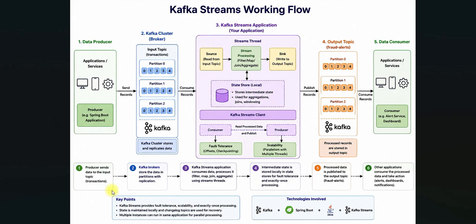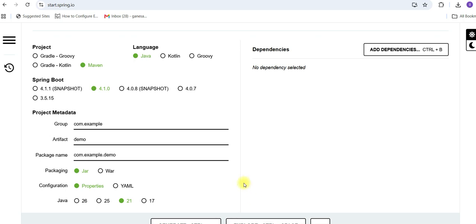Let's see our coding section. We open the spring.io website. We are using JSON, Maven. In this case, I am using version 3.5.1.5, and the artifact ID I am giving is fraud-detector-system. The packaging is jar, and the Java version we are using is 21.